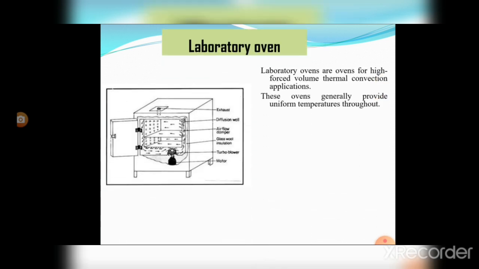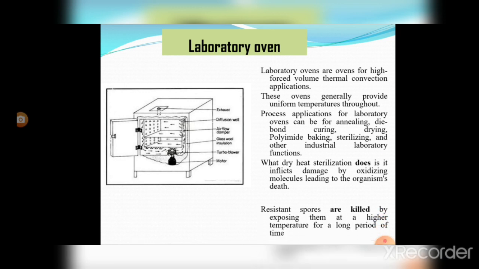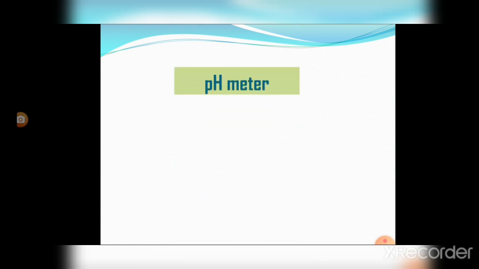Next is the oven. Laboratory ovens are ovens for high forced volume thermal convection applications. These ovens generally provide uniform temperatures throughout. Process applications for laboratory ovens can be for annealing, die bond curing, drying, polymer baking, sterilizing, and other industrial laboratory functions. In dry heat sterilization, heat inflicts damage by oxidizing molecules, leading to the organism's death. Resistant spores are killed by exposing them to higher temperature for a long period of time in the oven.